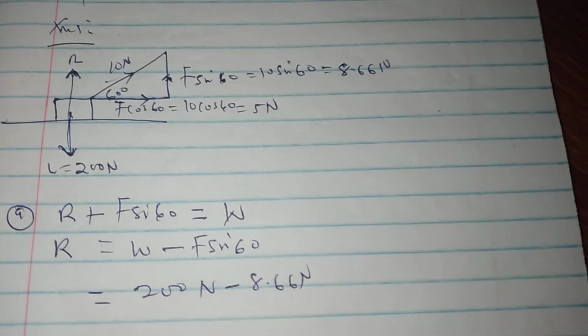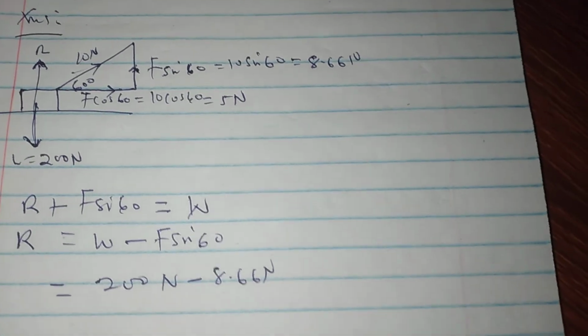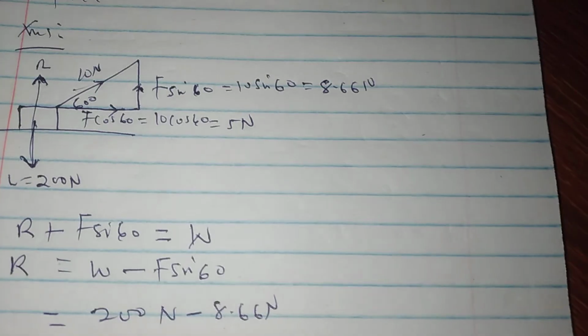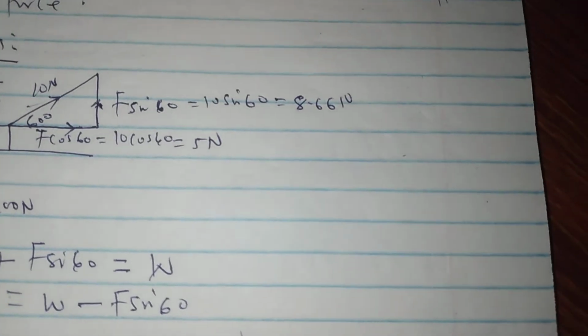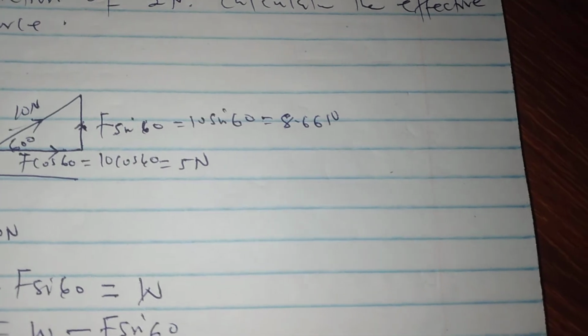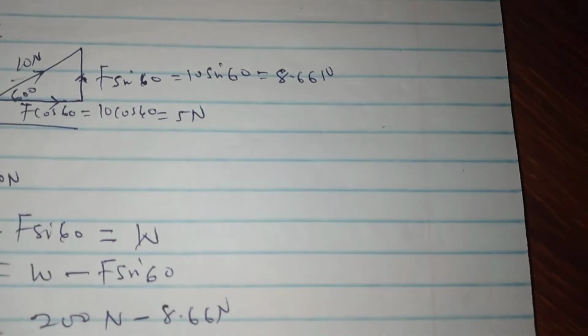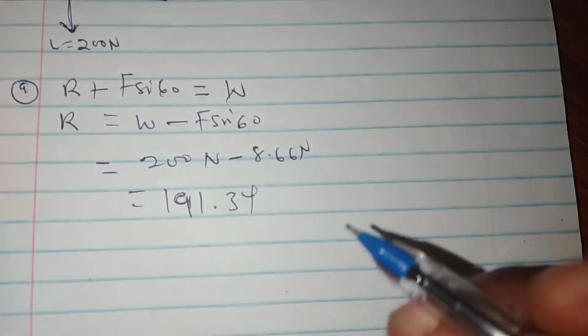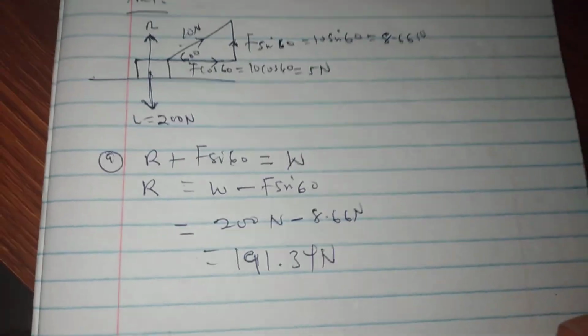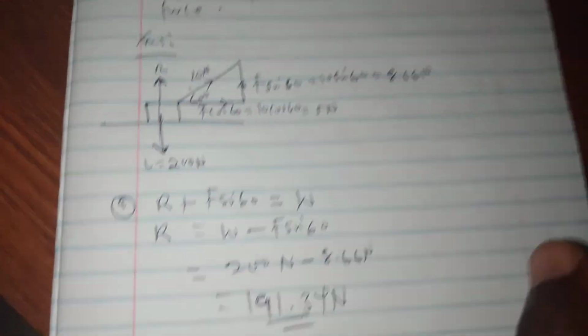The weight from the diagram is 200 Newton, and F sine 60 is 8.66 Newton. So if I have 200 minus 8.66, this is going to arrive at an answer of 191.34 Newton. So this becomes my answer for the reaction.